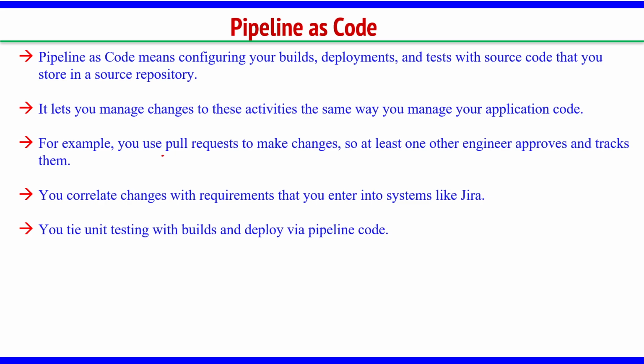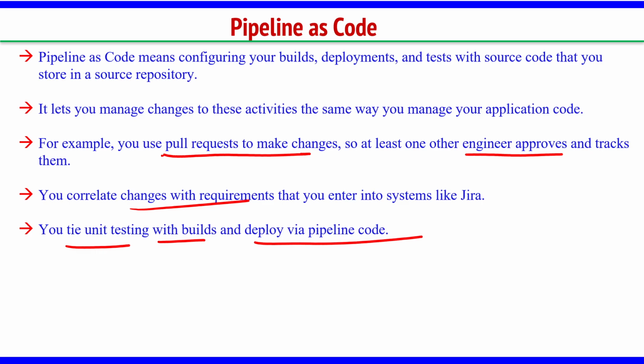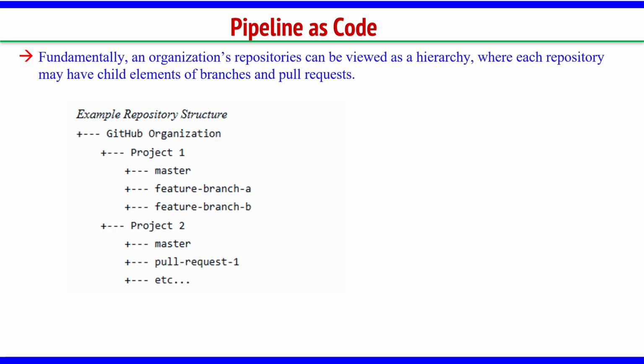So you use a pull request to make changes, so at least one other engineer approves and tracks them, right? You correlate changes with the requirements that you enter into systems like Jira, right? You tie unit testing with builds and deploy via pipeline code, right? I will show you an example of this pipeline as code.